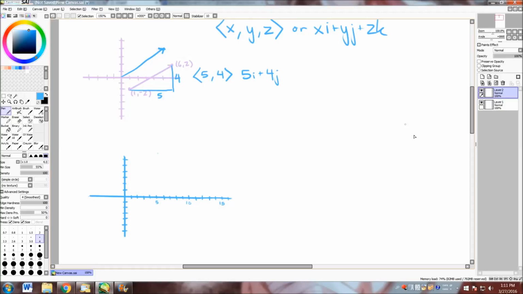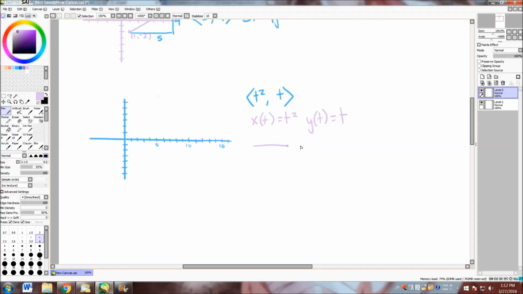We can also have a vector as a function of t. Let's try graphing this vector function, ⟨t squared, t⟩. Now, each component can be viewed as a separate function. This is very similar to a parametric function. This can actually be written as x of t equals t squared and y of t equals t.